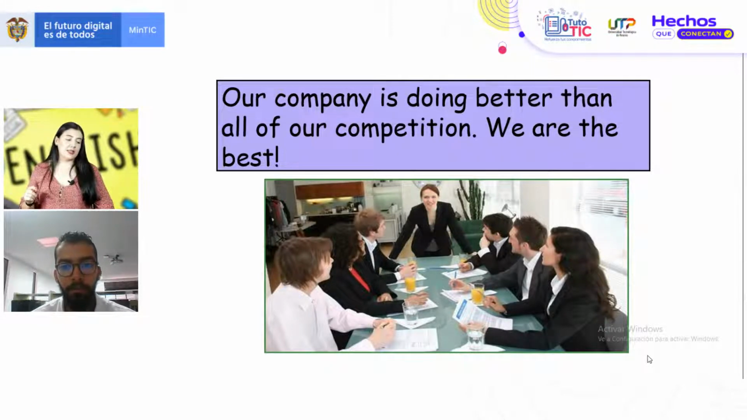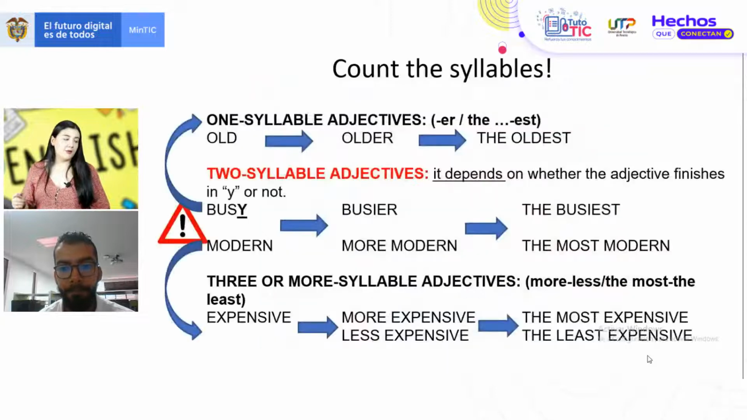Vamos entonces con nuestras reglas. ¿Cómo las identifico? Contando las sílabas de los adjetivos, ¿sí? Recuerden ustedes, un pequeño recorderis, que le denominamos sílabas a todos los golpes de voz que tiene una palabra. Por ejemplo, si yo voy a decir cuántas sílabas tiene la palabra casa, ¿sí? En Spanish, so we just say casa, yes, and it has 2 syllables.